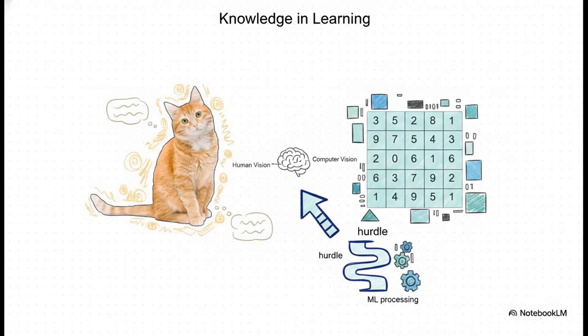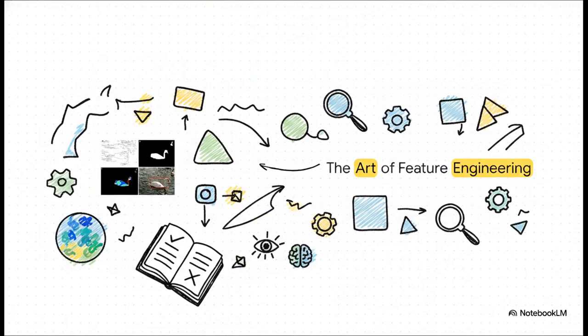Now, this really highlights the gap in what we call knowledge and learning. We humans instantly see a furry orange cat, but the computer only sees a giant grid of numerical values representing pixel intensities. Bridging that massive gap between human perception and mathematical grids is the main hurdle ML has to jump. Since computers basically just see a sea of numbers, we have to help them focus on what actually matters.